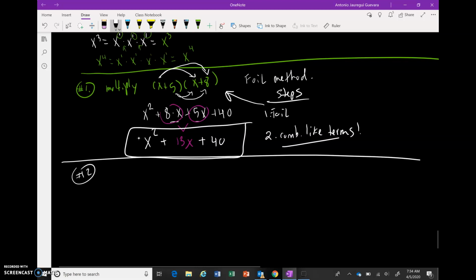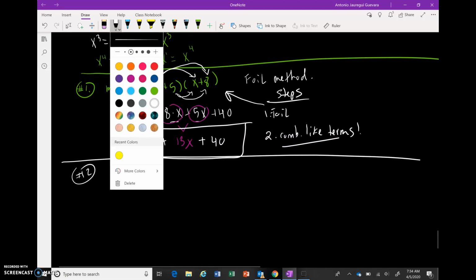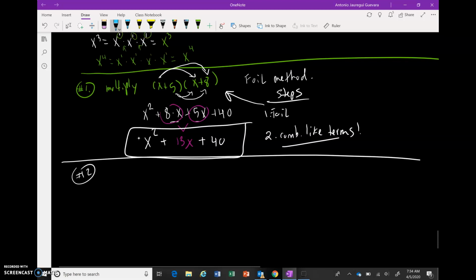So now let's add a variable. Let's go ahead and do, I'll do this one with blue. Let's do 2x plus 4 times x minus 5. You do the same exact thing, guys, okay?